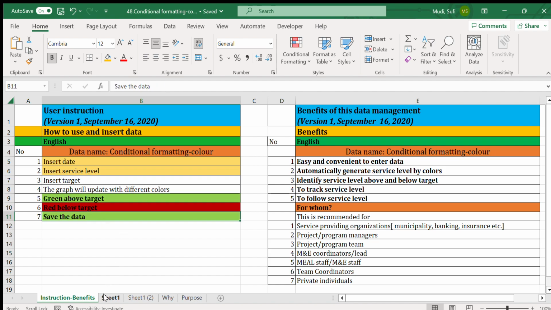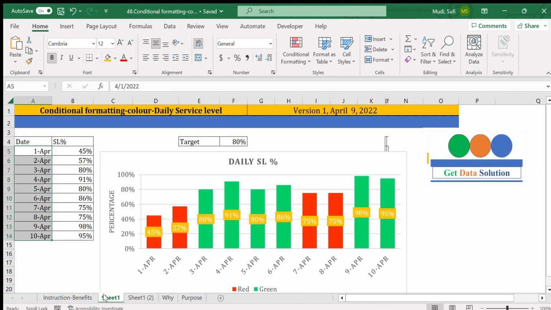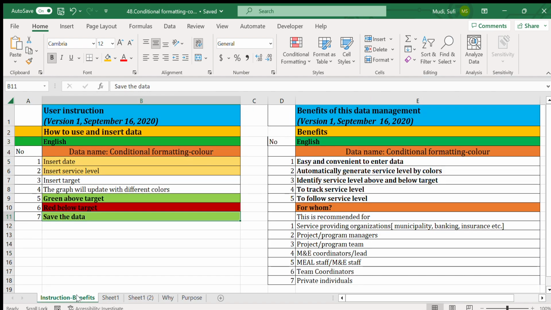If I have a weekly schedule, we can actually change this every week or every month, for that matter, so that it will actually guide us how many days we are performing above the target or below the target. In this particular case, if I make 80 as a target, out of 10, we are actually performing above the target for at least 6 days and 4 days below the target.